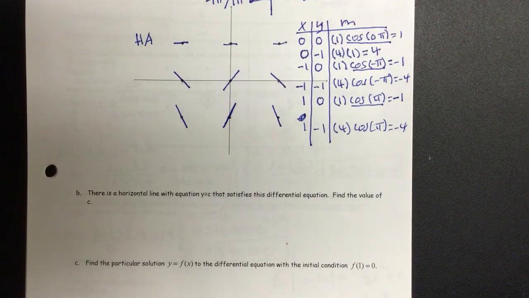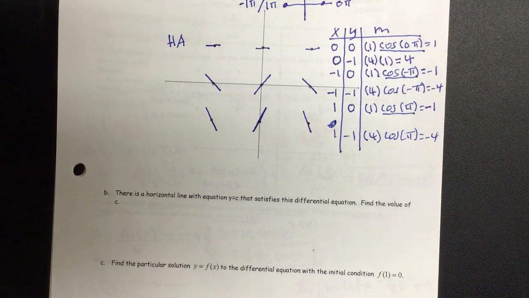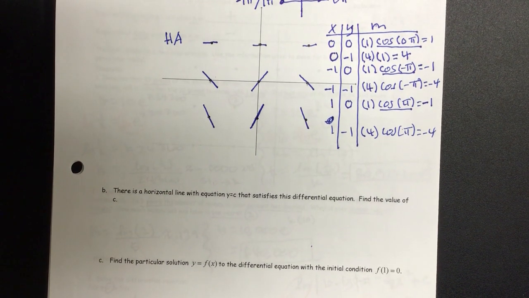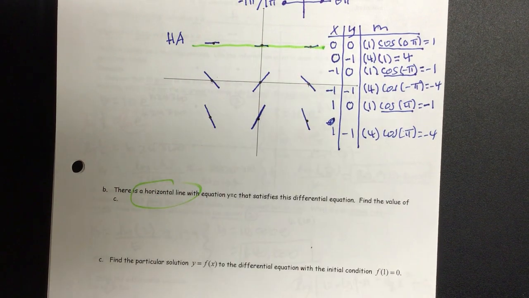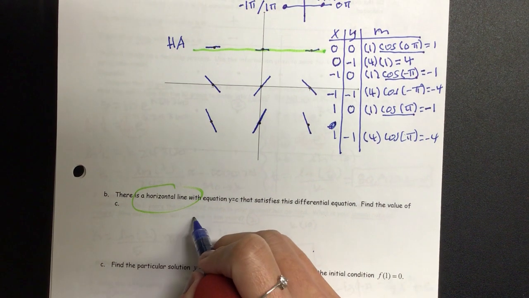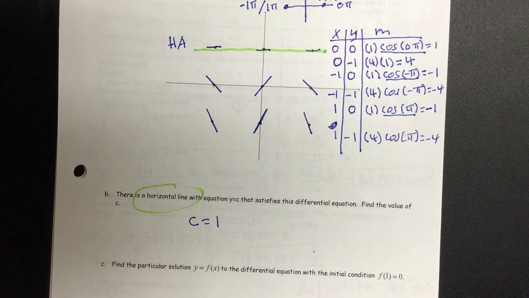So then let's answer the next piece. Part B. Sullivan, let's read. There is a horizontal line with equation y equals c that satisfies this differential equation. Find the value of c. So we have a horizontal line, which is right here. So assuming they're all going in increments of 1, c is equal to what? 1, done.